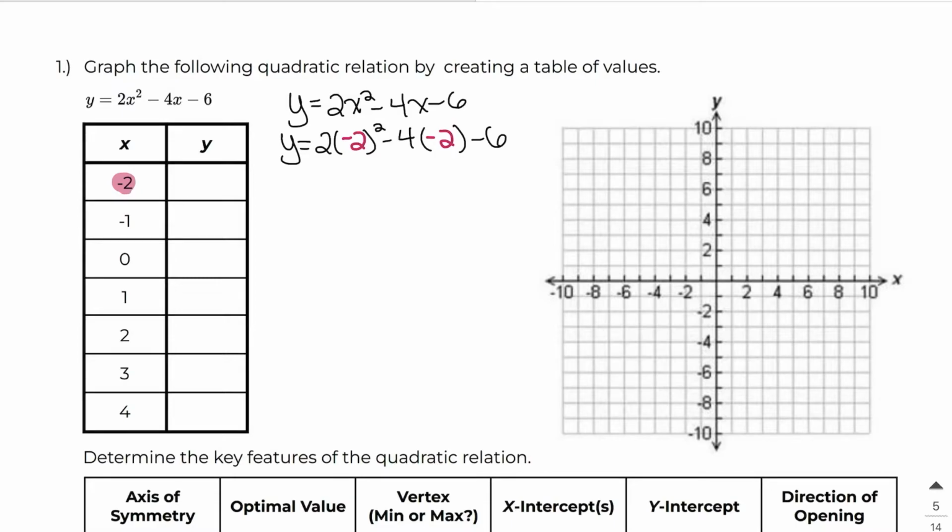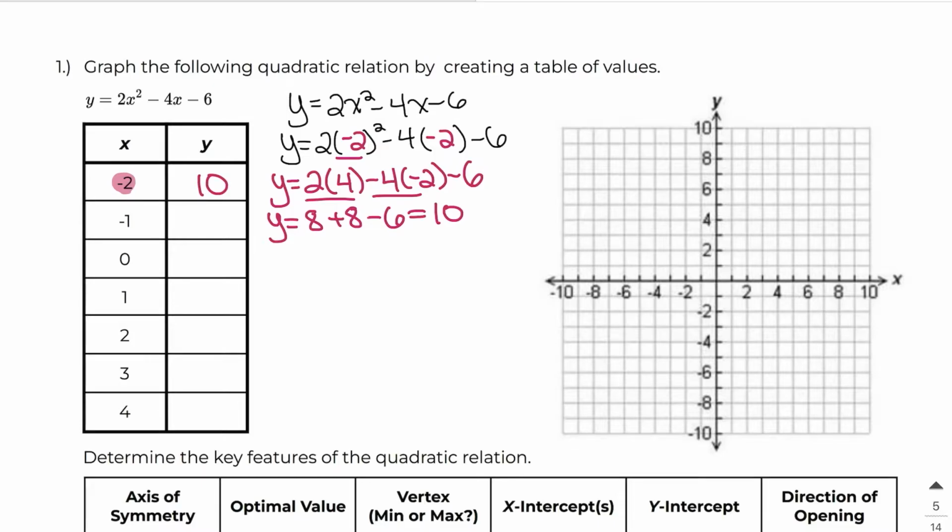So here, this becomes y equals 2, negative 2 squared is 4, positive 4. And then I'll copy the rest down. And then here I would get 2 times 4 is 8, negative 4 times negative 2 is positive 8, and then subtract 6 from that. So I would end up getting 8 plus 8 is 16, minus 6 is 10. So this y value here would be 10.